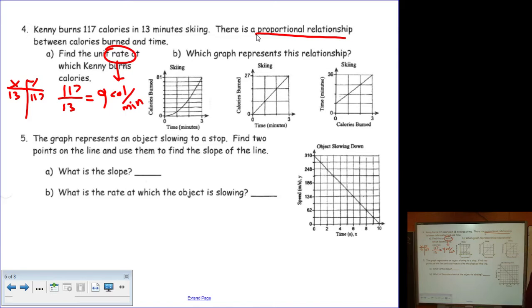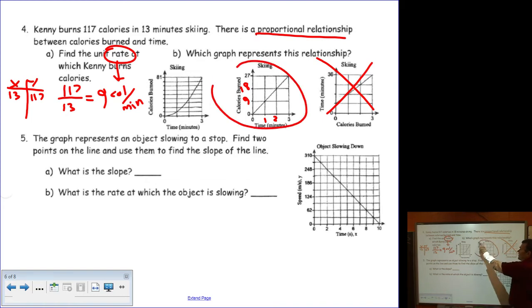And which graph is that? Again, it's proportional, so it's not this one because it doesn't go through the origin. It's got to be one of these. 9 per minute, so this is going by 9s and this is going by 1s. It looks like 1 minute, 9 calories; 2 minutes, 18; 3. This is clearly the graph. All I did was look and see which graph is going 9 calories per minute.